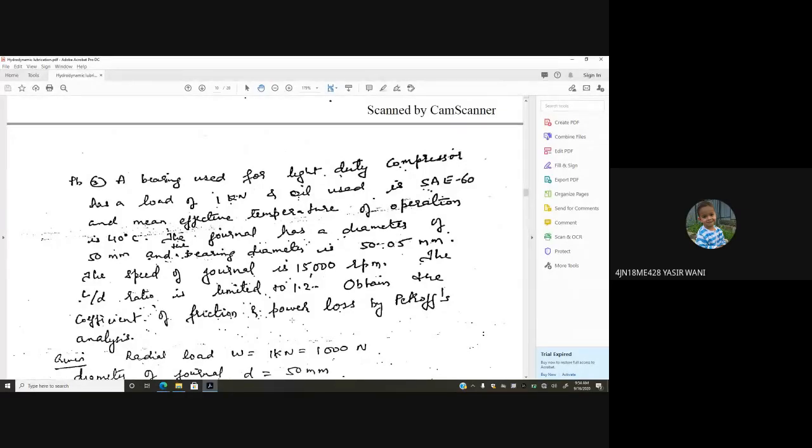A bearing used for a light duty compressor has a load of 1 kilonewton, and the oil used is SAE 60, and the mean effective temperature of operation is 40 degrees Celsius. The journal has a diameter of 50 mm, and the bearing diameter is 50.05 mm. The speed of the journal is 15,000 rpm. The L by D ratio is limited to 1.2. Obtain the coefficient of friction and power loss by Petrov's analysis.